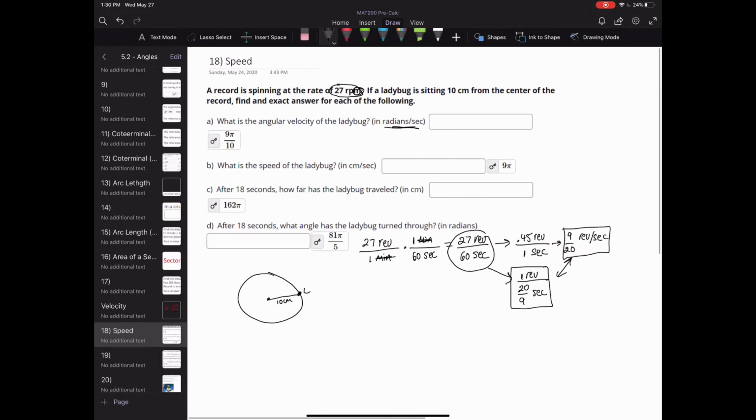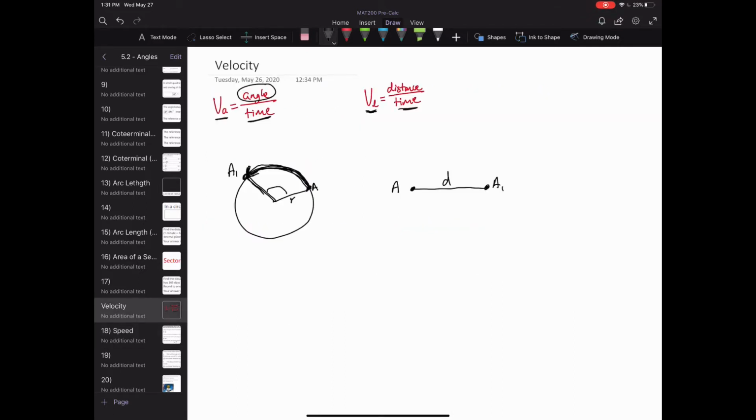So what is the angular velocity? The angular velocity is equal to the angle in radians, and in this case we want the full circle. The full circle's angle is 2 pi. Now I should have noted that we want this in radians.